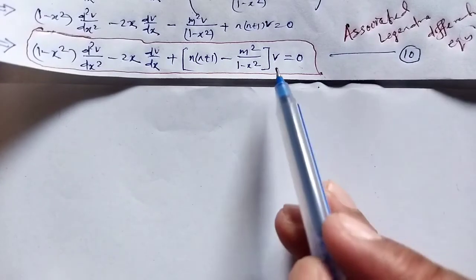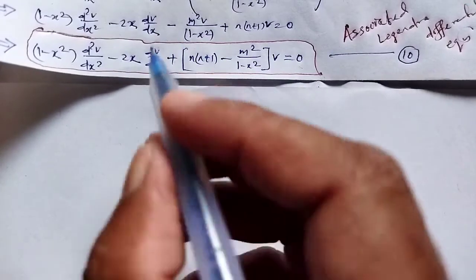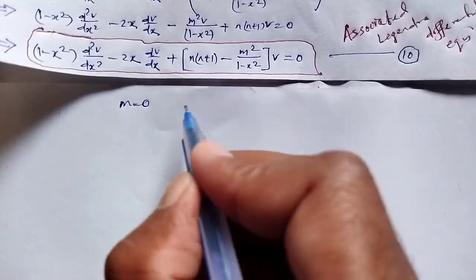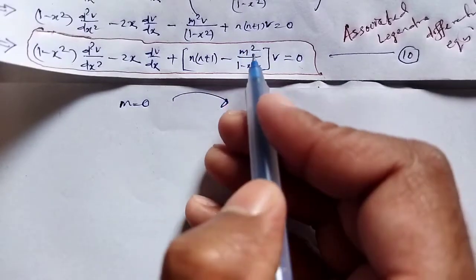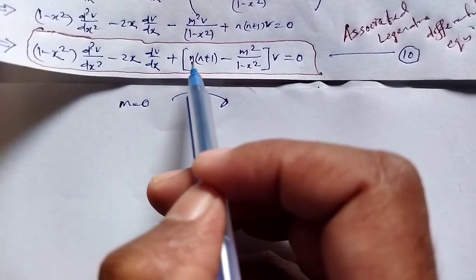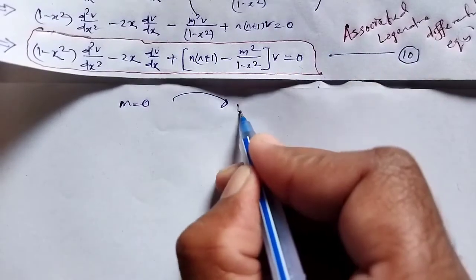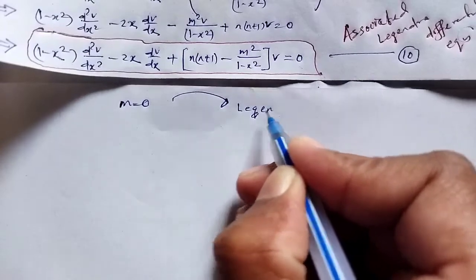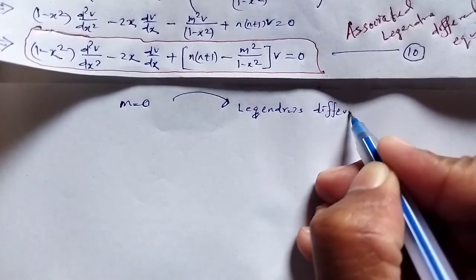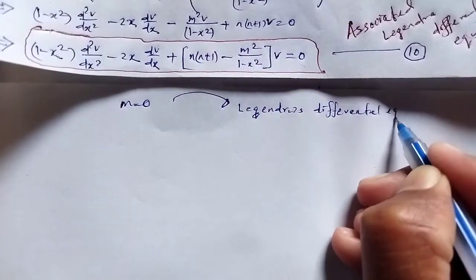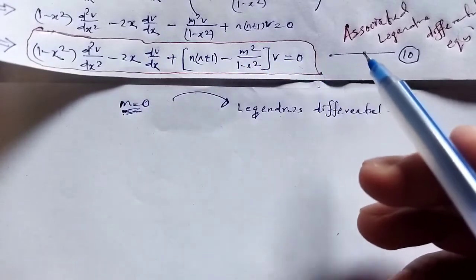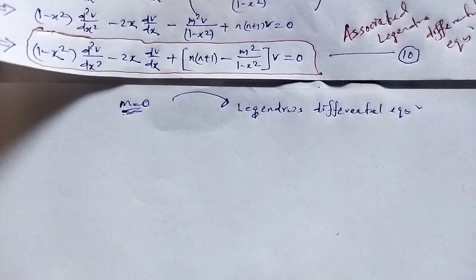When we put m is equal to 0, that differential equation is reduced to 1 minus x square d2v/dx2 minus 2x dv/dx plus n(n+1)v is equal to 0, that is reduced to the Legendre differential equation. When we put m is equal to 0, the associated Legendre differential equation changes to the Legendre differential equation.